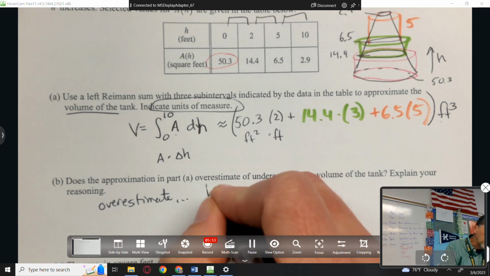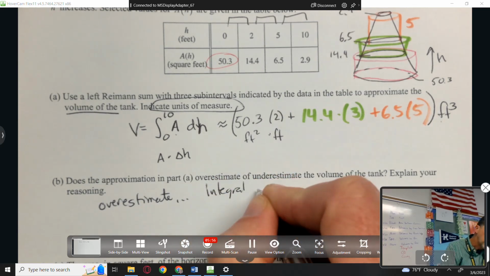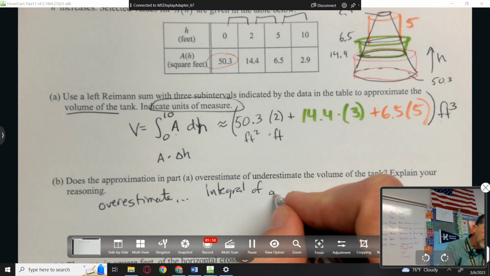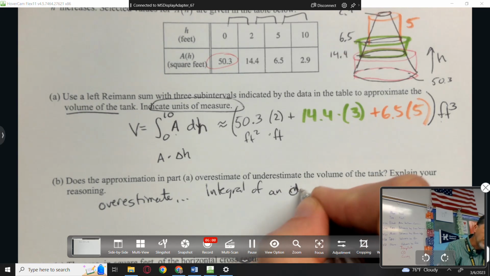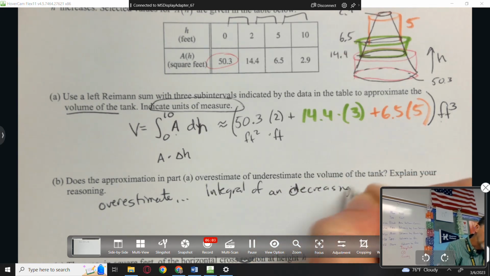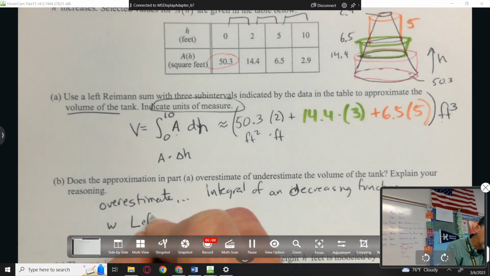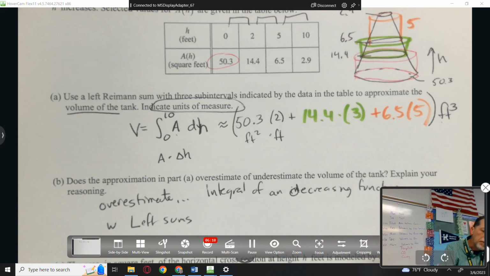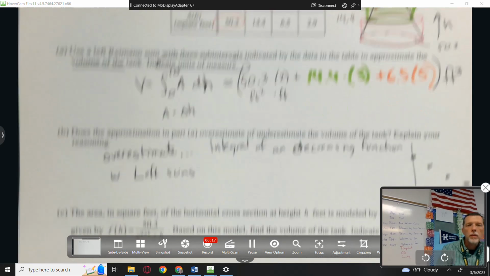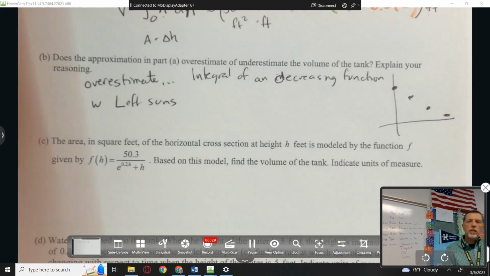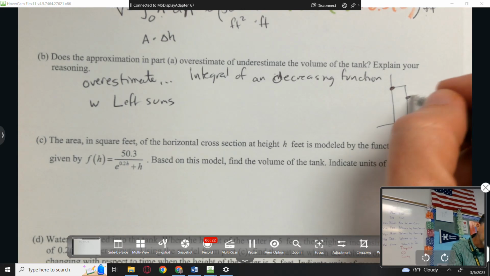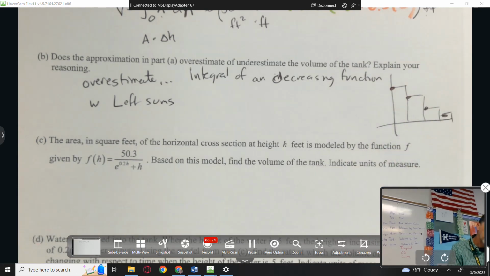So integral of a decreasing function with left sums. Might have been better if we'd have drawn it this way. There we can see it. If we do a left-hand area, that's going to overestimate.